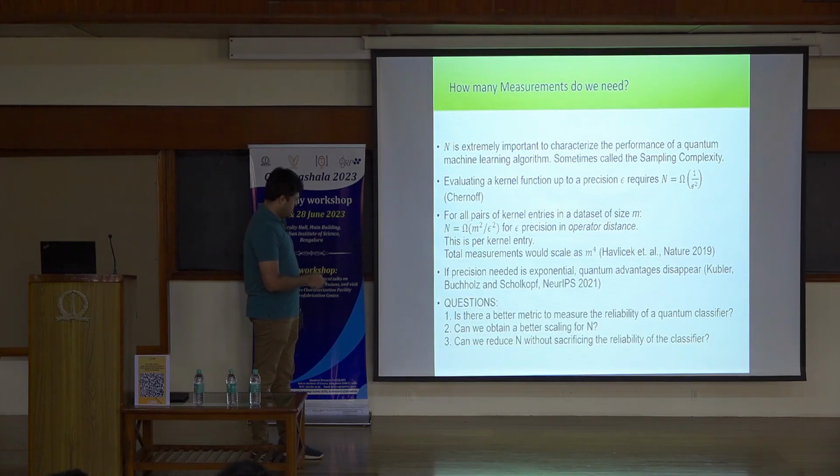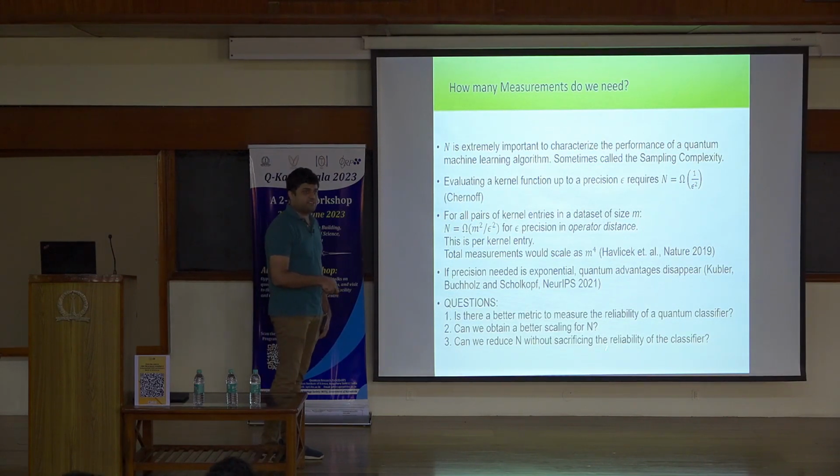So now we ask these three questions. Is there a better metric to measure the reliability? Can we obtain a better scaling? This is looking polynomial in n and 1 over epsilon squared. Can you reduce n even further without sacrificing the reliability of the classifier? So these are the questions we attempt.